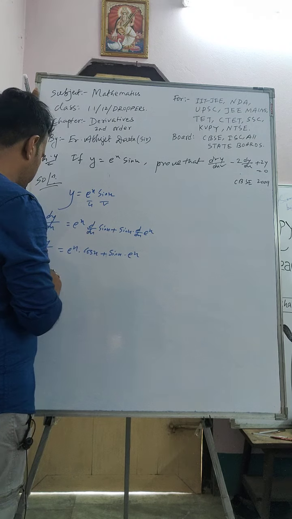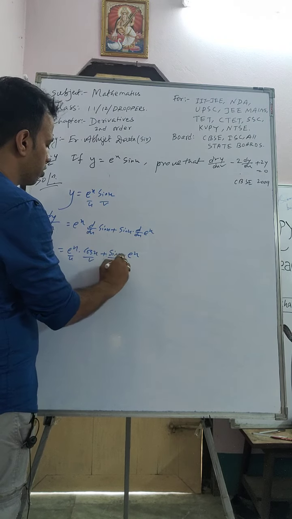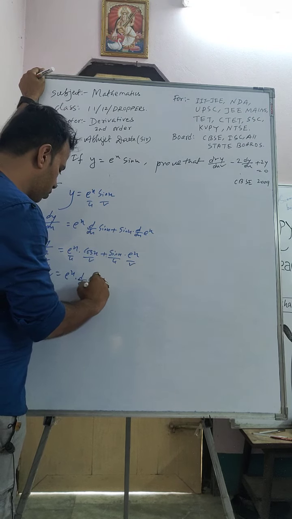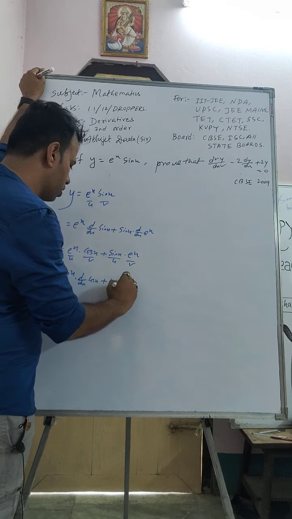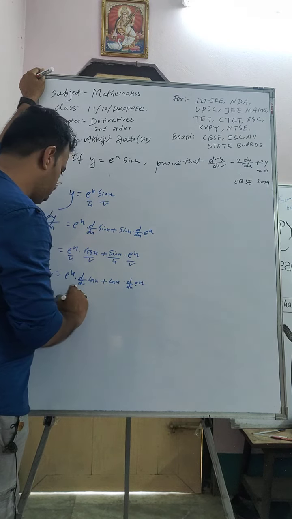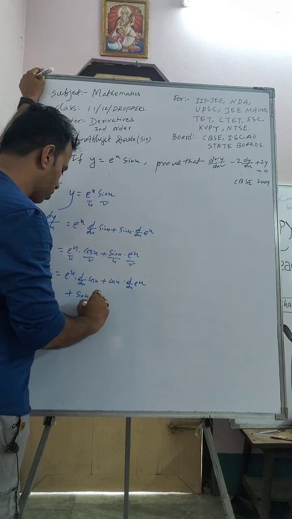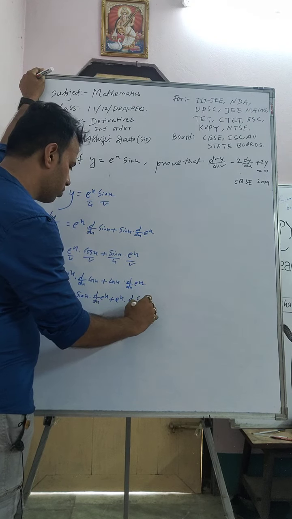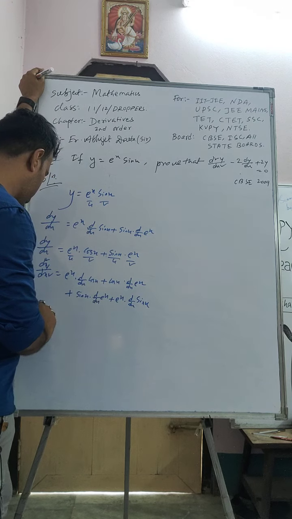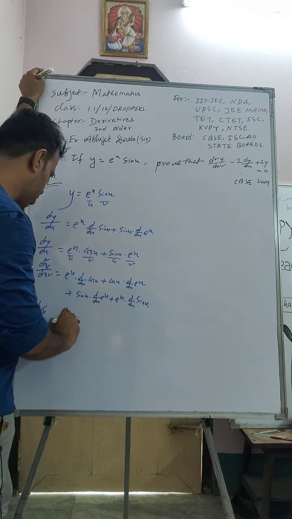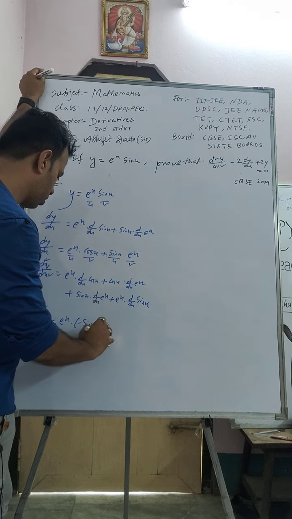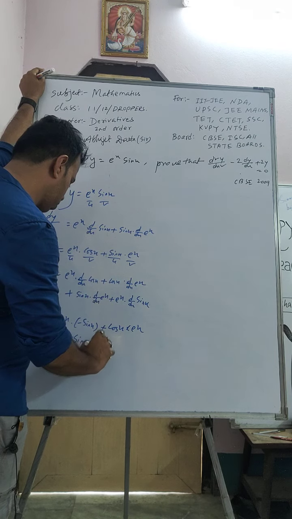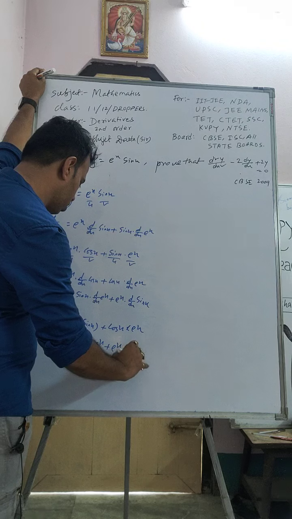Now I differentiate again here. Here will be u into v and here will be again u into v, is not it? So it will become e to the power x d/dx of cos x plus cos x d/dx of e to the power x, plus sin x d/dx of e to the power x plus e to the power x d/dx of sin x. Okay, now d square y by dx square: e to the power x into minus sin x, plus cos x e to the power x, plus sin x e to the power x, plus e to the power x cos x.